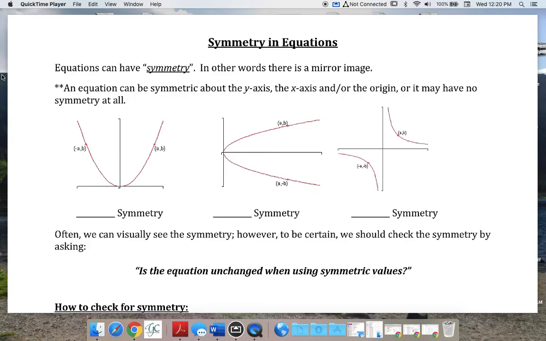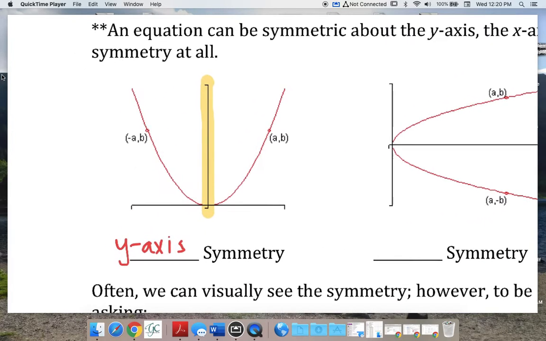So the first place a graph can be reflected is across the y-axis. So in this first graph we see a parabola that looks the same on each side of that y-axis. So this is what we call y-axis symmetry. The y-axis is acting as the point of reflection here, or the line of reflection in this case. And you can see they've given some sample points on this graph.